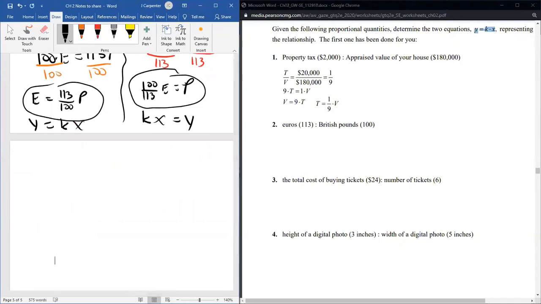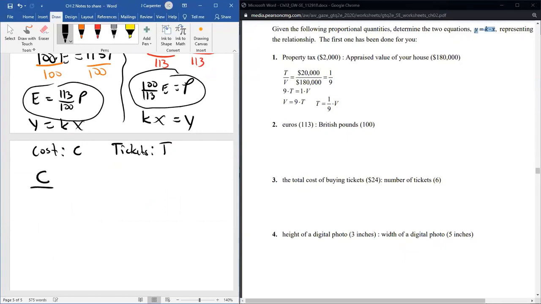All right. Number 3, the total cost of buying tickets to the number of tickets. So 6 tickets cost you 24 bucks is what this is saying. And if you bought twice as many tickets, the cost would double because they're all the same price. So I'm going to choose C for cost. I'll actually label my abbreviations this time. I'll be very meticulous. And then I'll do T for tickets.